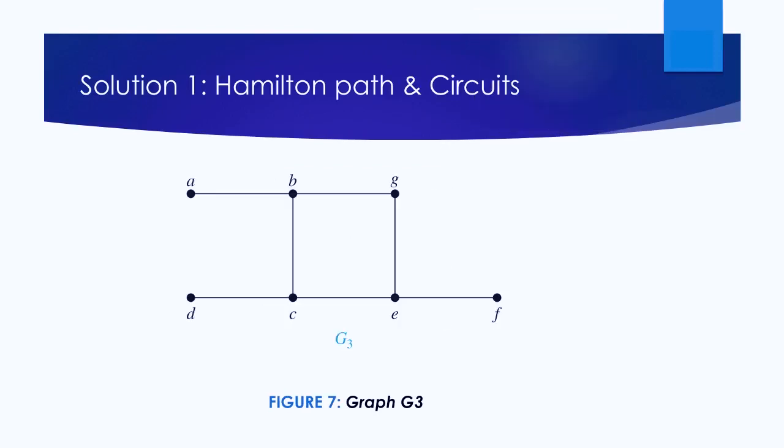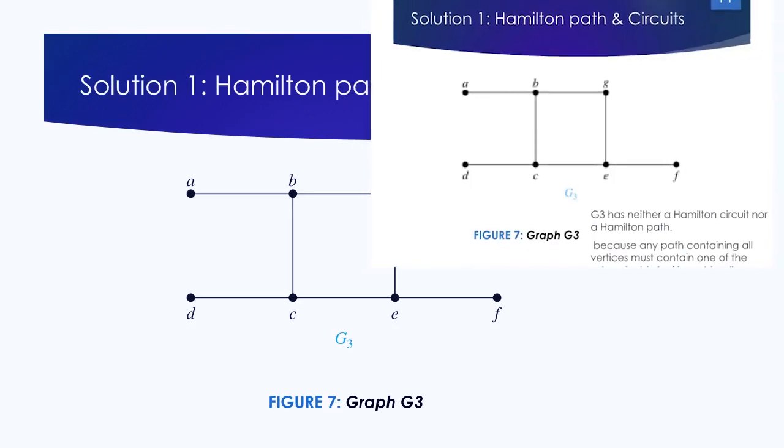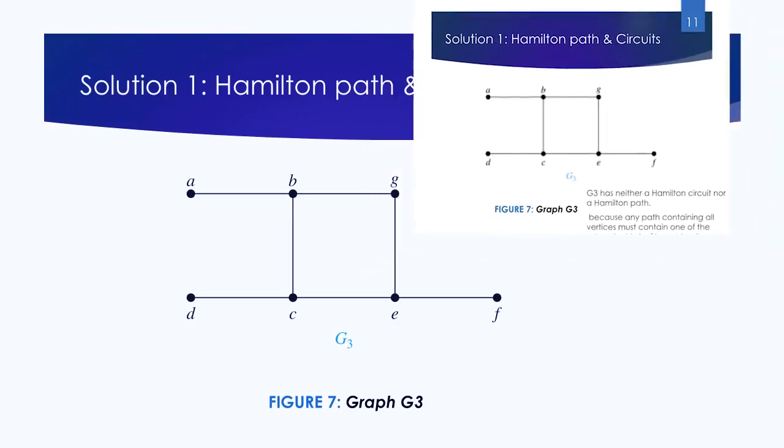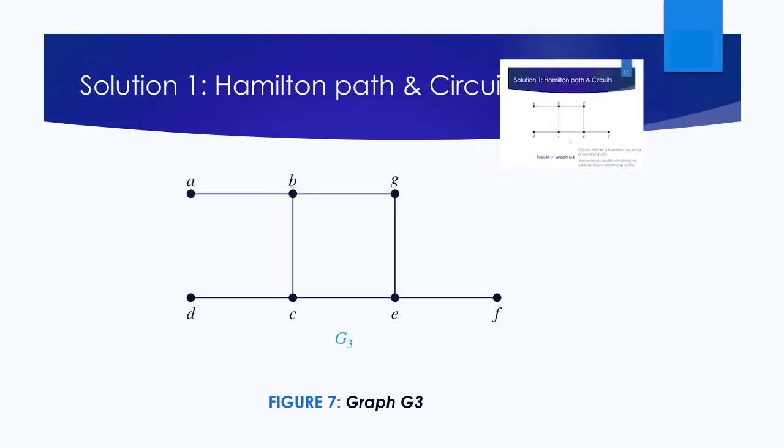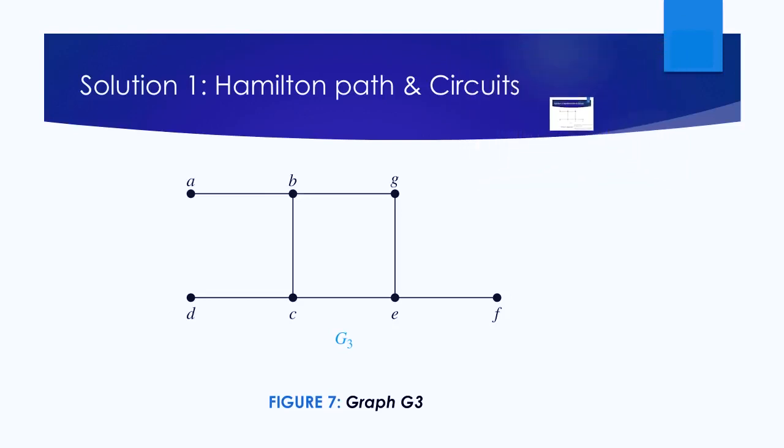G3 in figure 7 has neither a Hamilton circuit nor a Hamilton path, because any path containing all vertices must contain one of the edges A and B, E and F, and C and D more than once.